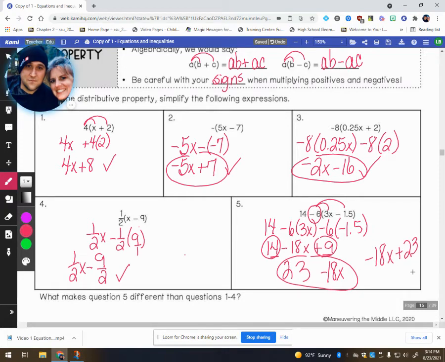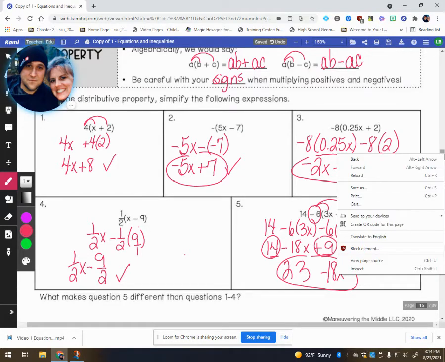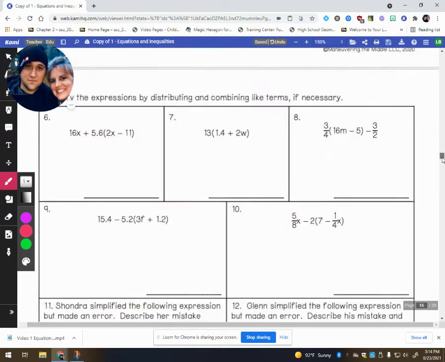The commutative property allows me to change the order in which I add things, as long as I keep the sign that was with it. So what makes question 5 different than questions 1 through 4? Well, the difference is it had this constant out front. So we have to bring down the constant and only distribute the negative 6.